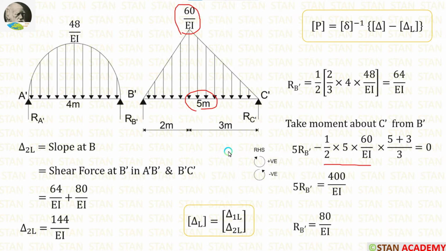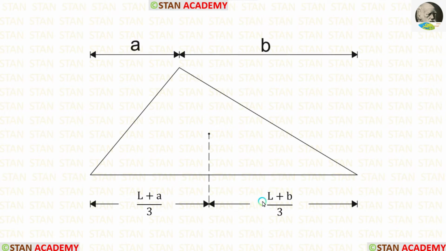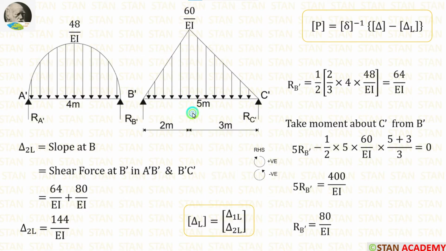Now we have to calculate the centroid distance. We are taking movement towards the right side. So we have to select the centroid distance towards the right. For this kind of triangle, the centroid distance towards the right is L plus B upon 3. Here L is 5, B is 3. So the centroid distance towards the right is 5 plus 3 upon 3. After the calculations, we are getting RB dash 80 upon EI.